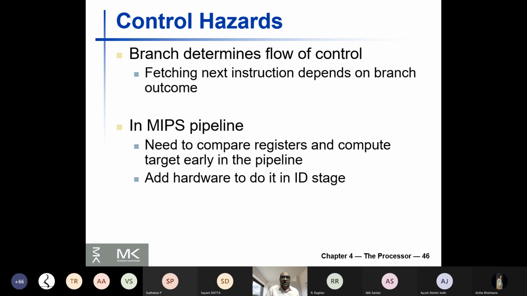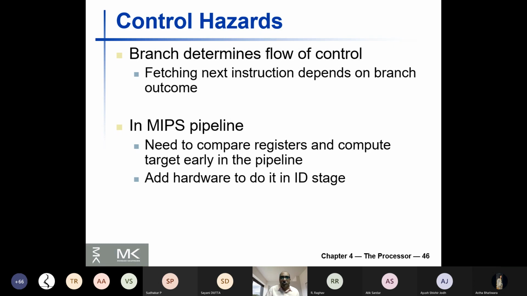So for knowing the branch result, we need to wait until the branch instruction has passed to the fourth stage. By that time, 3 more instructions will have entered into the pipeline.